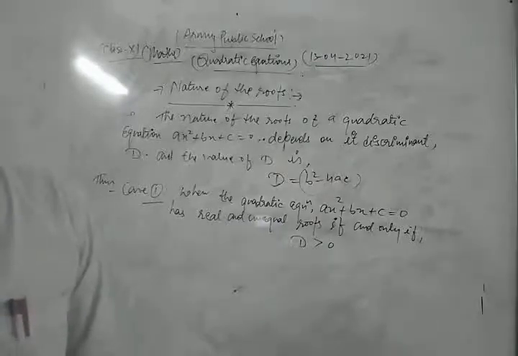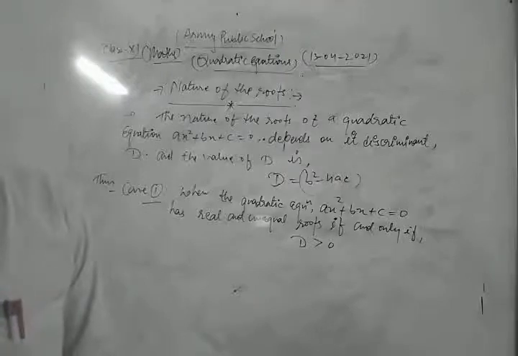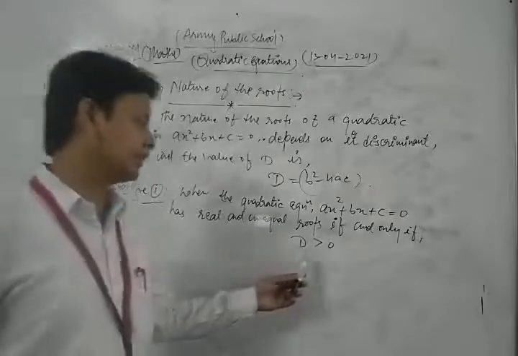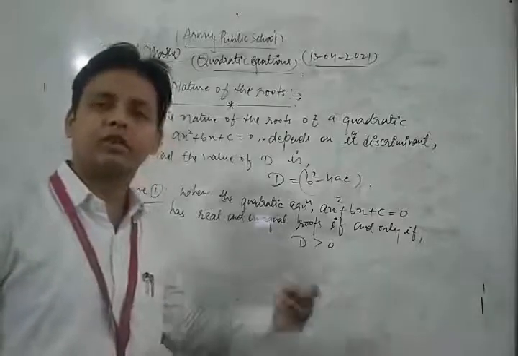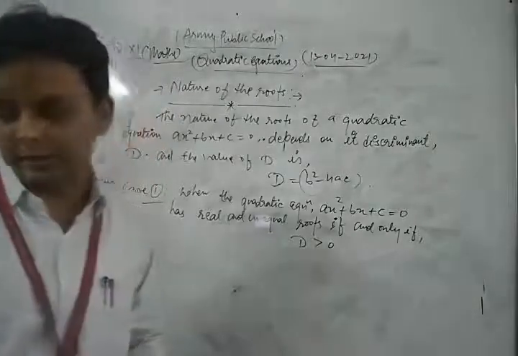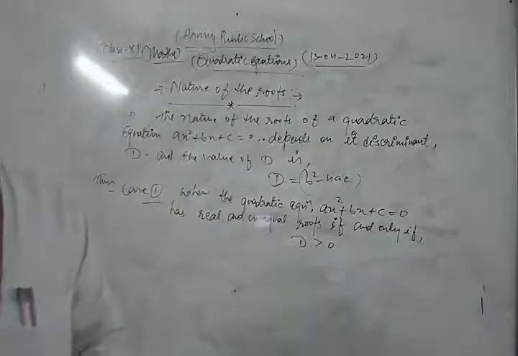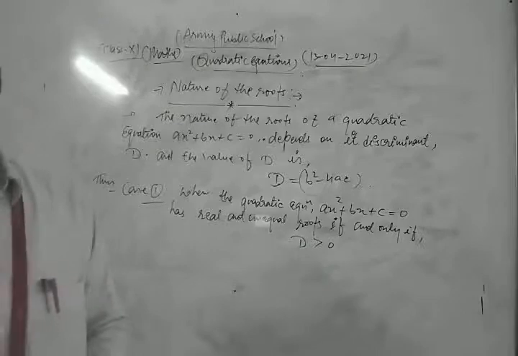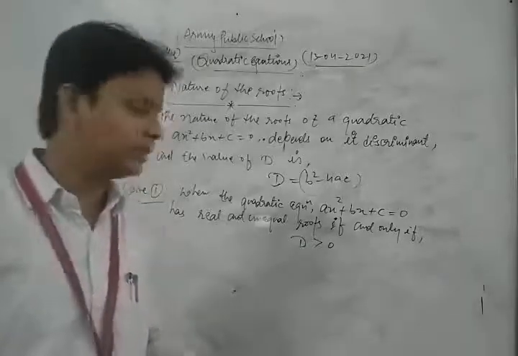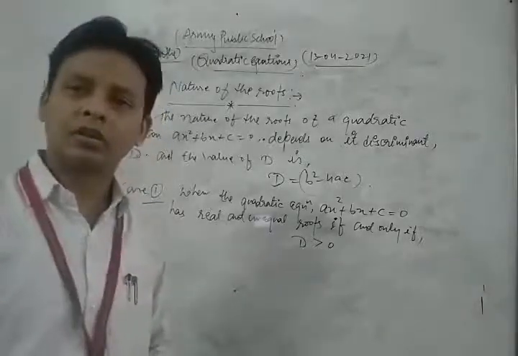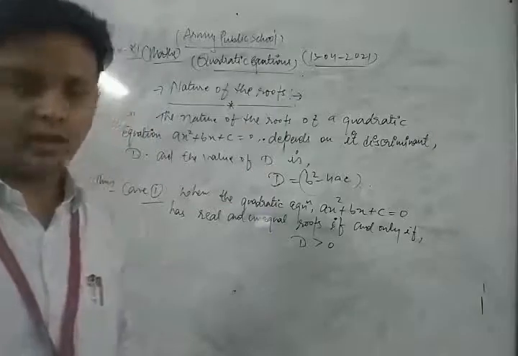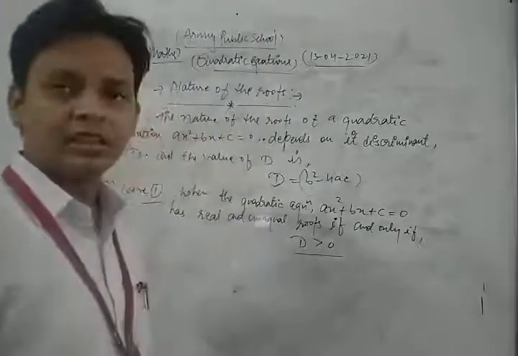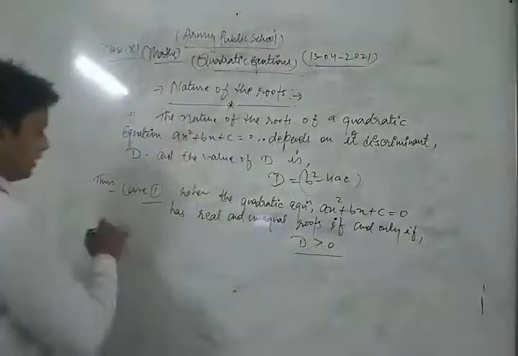Then in that condition, real and unequal roots. So if the value of D is greater than 0, meaning the value of D is positive, then in that condition the given quadratic equation has real and distinct roots, meaning real and unequal distinct roots. Okay, in that condition, when its discriminant is greater than 0. Now case 2 is what?